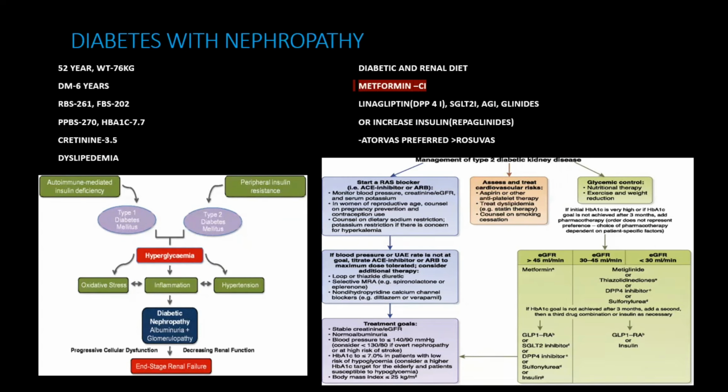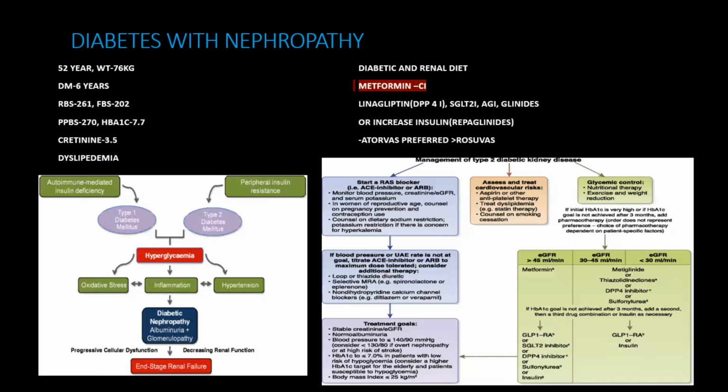Atorvastatin is preferred in case of CKD. Next, rosuvastatin is preferred. So hyperglycemia will cause oxidative stress, inflammation, and hypertension, and inflammation will cause diabetic nephropathy, albuminuria, and end-stage renal failure.